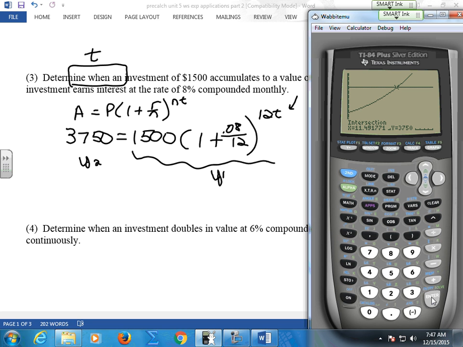So my x value says, remember 3 decimal places, x equals 11.492 years to reach 3750.